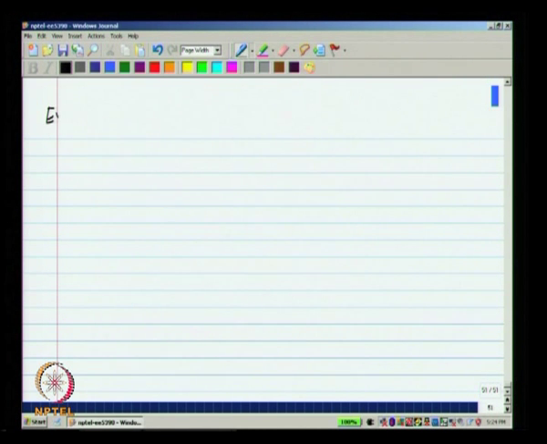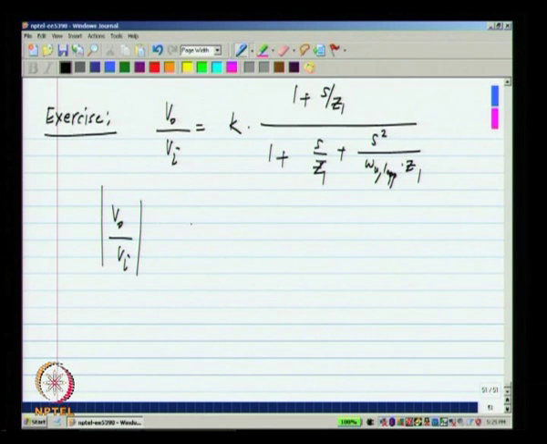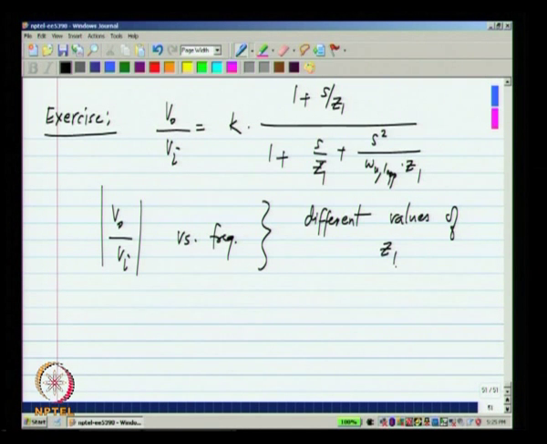Now, another exercise, which is just to evaluate the effect of the 0. We have our closed loop gain V naught by V I to be k times (1 plus S by Z 1) over (1 plus S by Z 1 square by omega u loop times Z 1). Okay. So, this is what we have. Please plot the magnitude of V naught by V I versus frequency again for different values of Z 1. Okay.